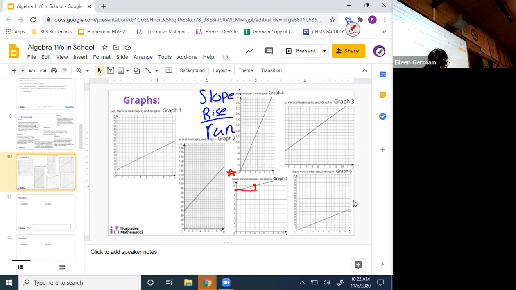How many did I go up? So now I'm going to count. I go from 9 to 10. So I rise 1 and I run it. Let's count how many boxes using our scale. 1, 2, 3, 4. So my run is 4. And if I write slope as rise over run, the slope of this graph right here is going to be what over what? If it's rise over run, Abby? 1 over 4. So this guy right here is going to have a slope of 1 over 4.